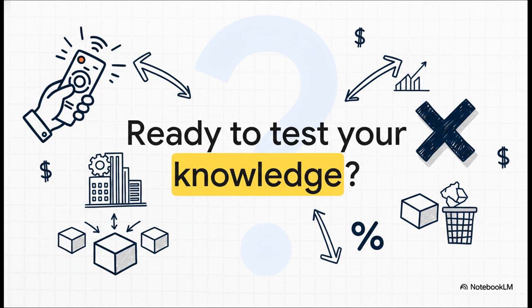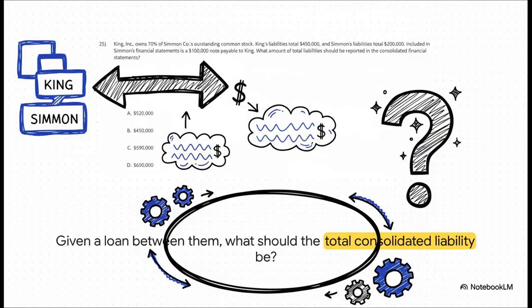Okay, that was a lot, I know. We've covered the whole process, from control all the way down to eliminations. So, you ready to apply what we've learned? Let's do a quick problem. Okay, take a look. King owns Simon. We've got their individual liabilities, and here's the key, there's a $100,000 loan between them. Simon owes King. So based on everything we just talked about, what is the correct total liability for the consolidated balance sheet? I'll give you a second to think about it.